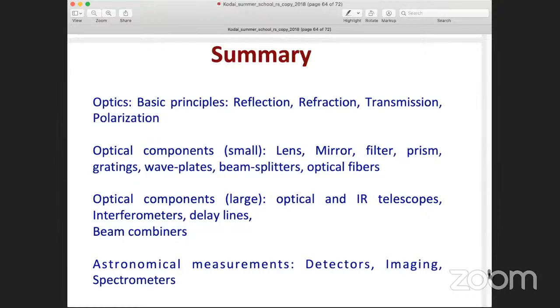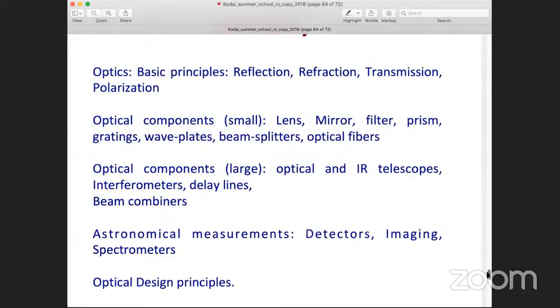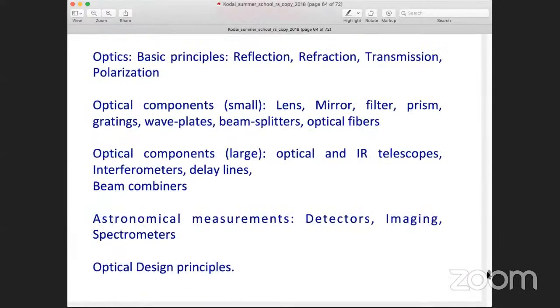Basically, we covered optics, the basic principles of reflection, refraction, transmission, and polarization. We also covered some optical components: lens, mirror, filter, prism, grating, wave plates, beam splitters, and optical fibers. And optical and IR telescopes. Something I ignored is the interferometer delay, due to lack of time. And then astronomical measurements are done using detectors, imaging, and spectrometers, spectrographs. I think we covered all of them. So I will stop at this and take questions if you have any.